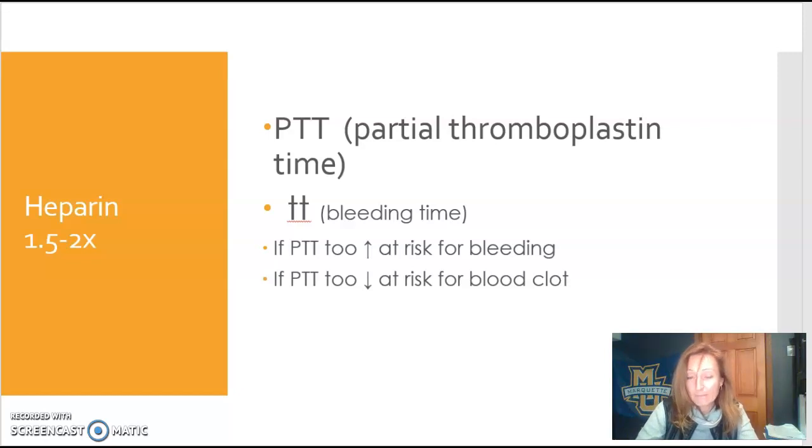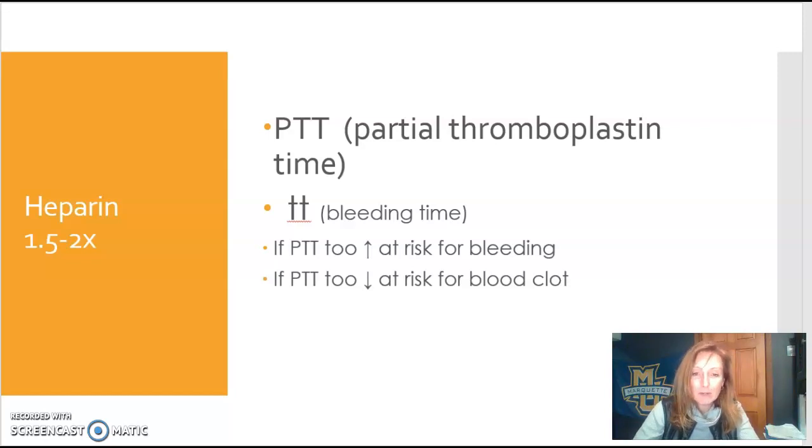Now, with heparin, we want to monitor that bleeding time. You have a patient who's on heparin to prevent a thrombus or pulmonary embolism. So we need to make sure that we're not decreasing that chance for blood clot too much, or they would be at too high a risk of bleeding. And one way that we monitor that is by the PTT, the partial thromboplastin time.